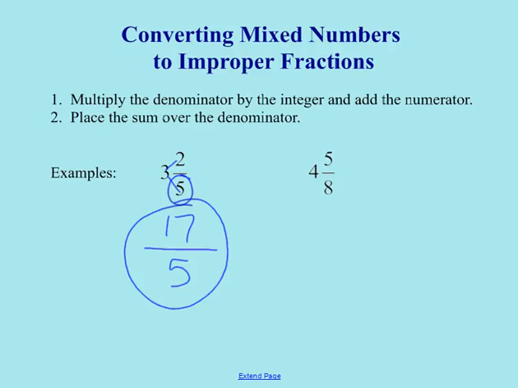Now let's do our second example, 4 and 5/8. So we know we're going to do 8 times 4 is 32. 32 plus 5 is 37, and we put it over the original denominator. 37/8 is the improper fraction.